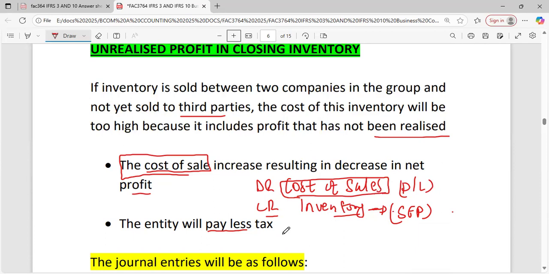Then if it now comes to deferred tax and income tax expense.